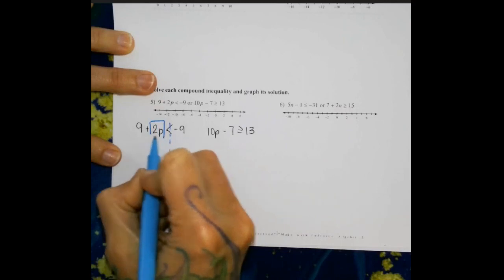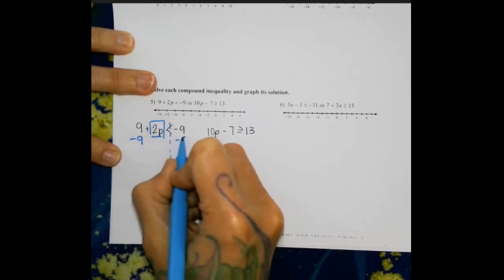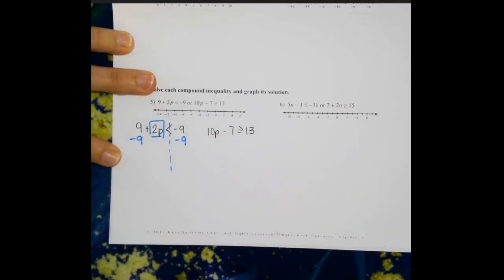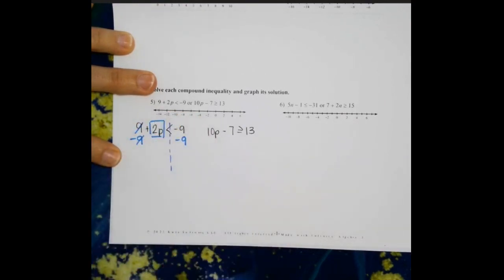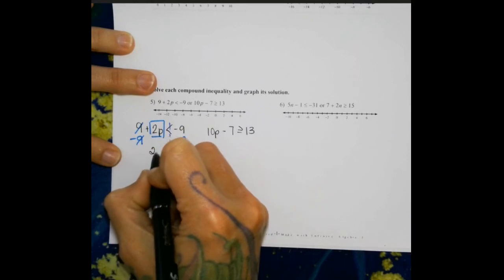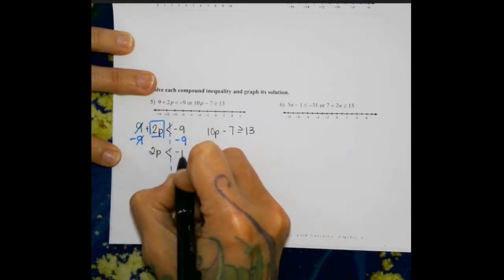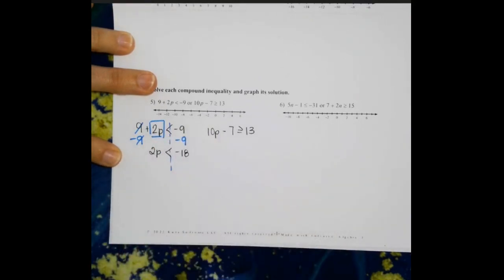So we have our stinky kid. We're going to move our 9 by subtracting because that is the opposite of a positive 9. So opposite of addition. So I get that to a 0. And I end up with 2p is less than a negative 18. What am I going to divide by?